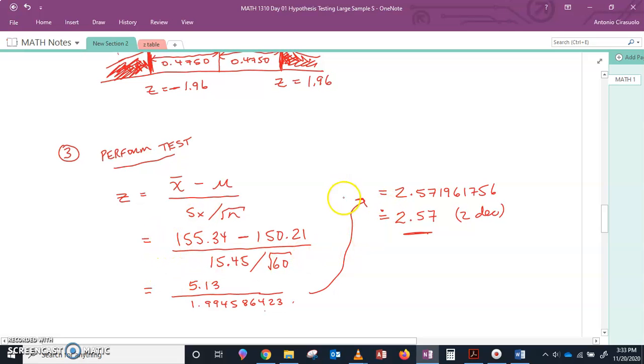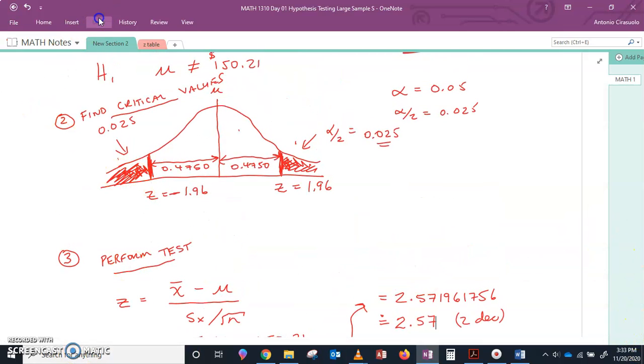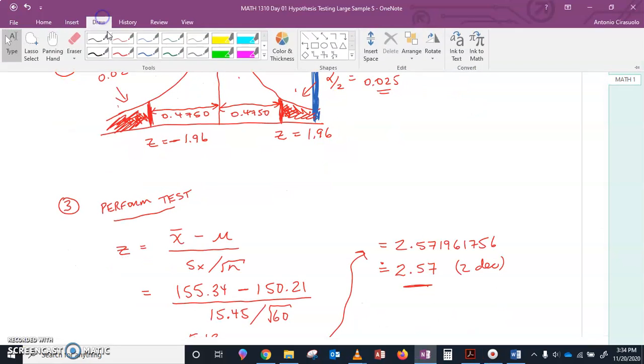All right, so once again, I'm going to plot this into our drawing up here. And this brings us 2.57. Well, here's 1.96, so 2.57 is in the critical region, right? So Z is equal to 2.57, that's your test value. So it's in the critical region, and our decision then is to reject H naught. So we're going to reject H naught.